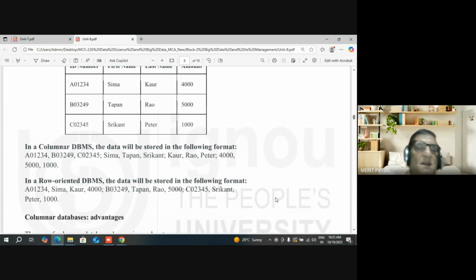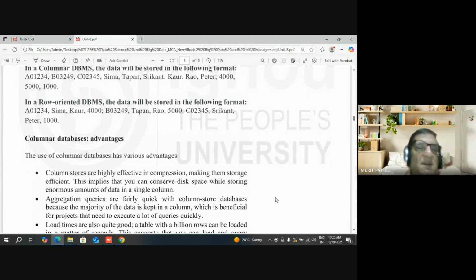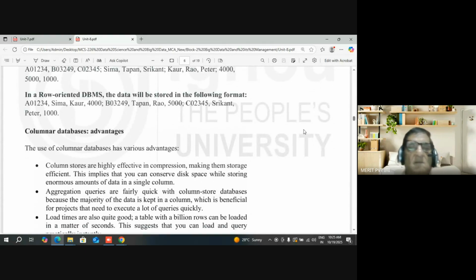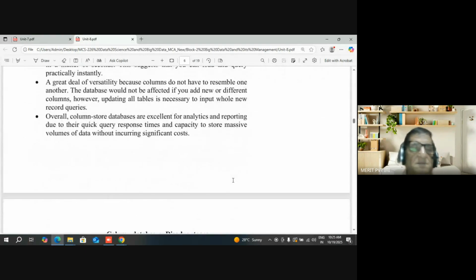ID number, then name, then money, then ID number, name and money. In it, first all the IDs come, then all the names, then the money. So this is the column based and this is the row based, so that's the difference you can see, that's the data storing and all that.